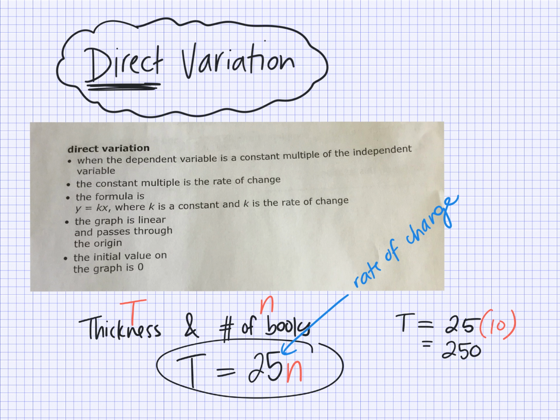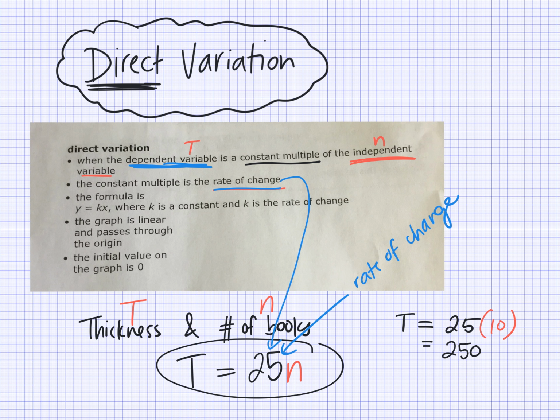So, definition of direct variation. When the dependent variable, in this case that's T, is a constant multiple of the independent variable, in this case N. It's a constant multiple. It increases by a number every single time. There's no other factors involved. There's no other additional numbers that we would have to add to this. It's just a direct relationship between thickness and textbooks. Does that make sense? So the constant multiple is the rate of change, like you saw here.